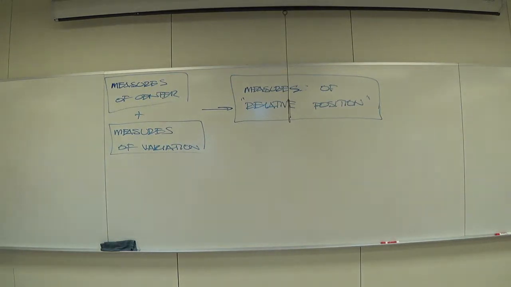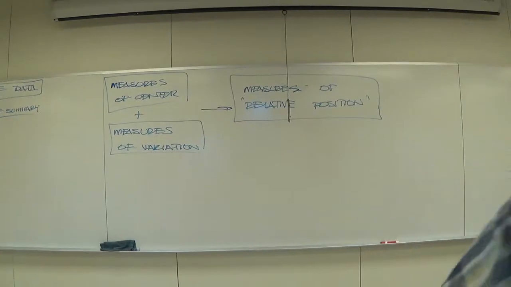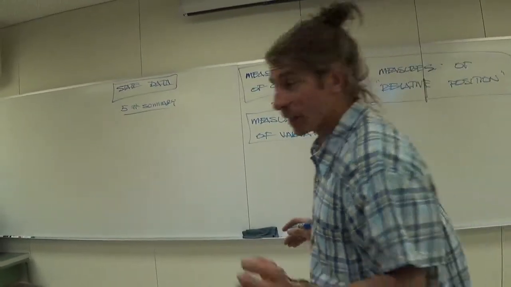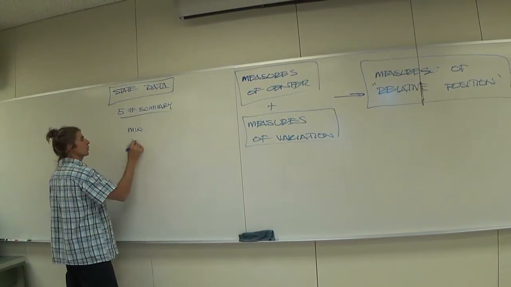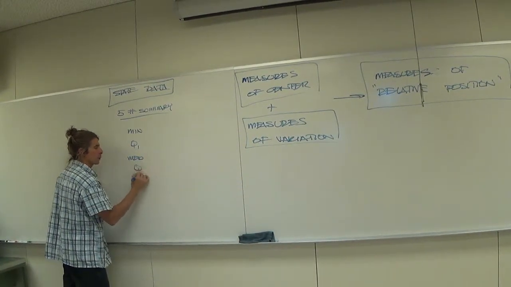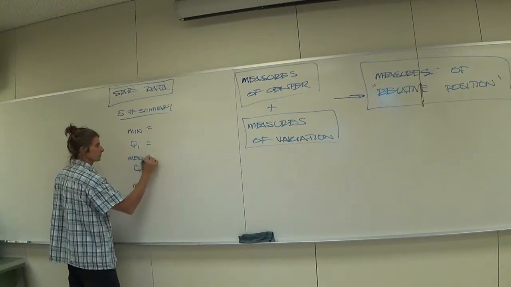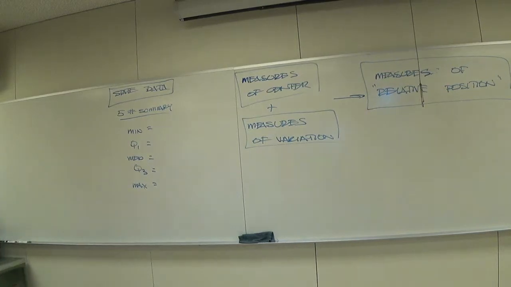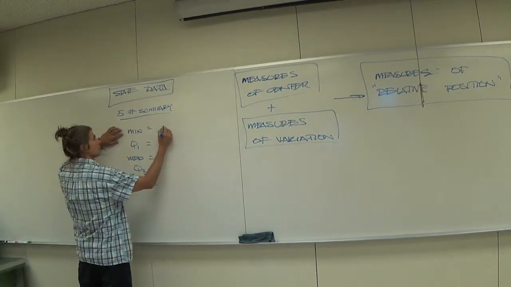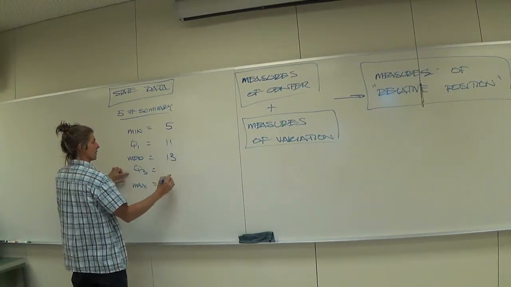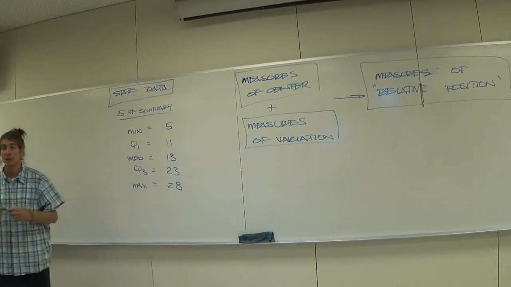So let's revisit our state data. Now I don't want the entire data set. I think I have it in my TIs. Could you guys just give me the summary statistics, the five number summary? I'm going to have to move that camera, aren't I? So in other words, I want the minimum, the lower quartile, the median, the upper quartile, and the maximum. This is about as far as we got last time, if I remember correctly. Abby, you got it right there for me. Thank you. The minimum is 5. 11. 13. 23. Thank you so much. Perfect.